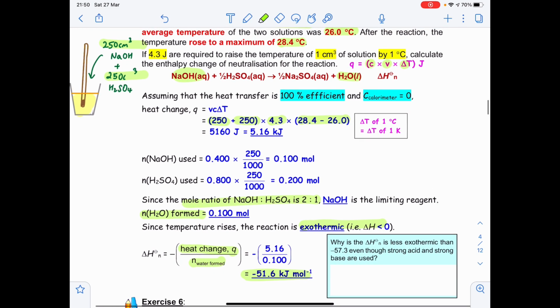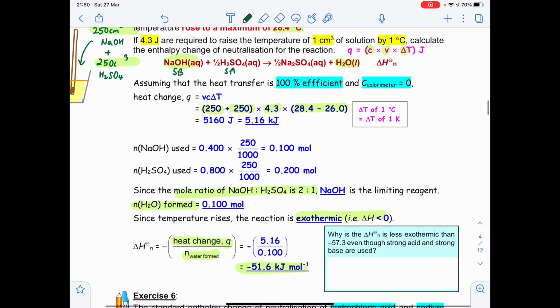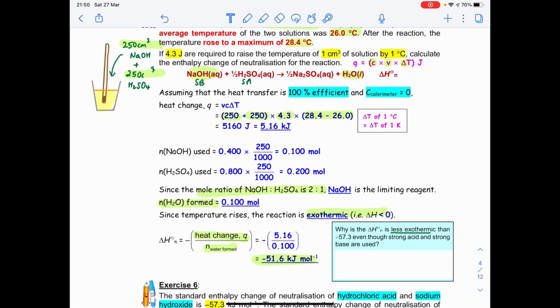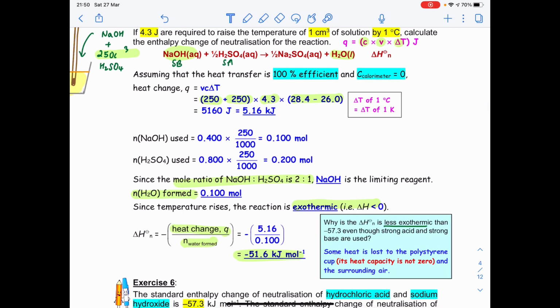Do notice that this is a reaction between a strong base and a strong acid. And why is it that the enthalpy of neutralization calculated is less exothermic than minus 57.3? The only reason you can think of is the assumption is not valid. The heat transfer is not 100% efficient.